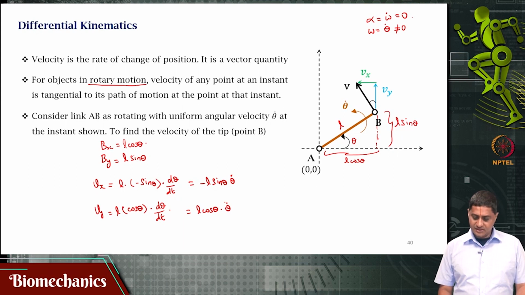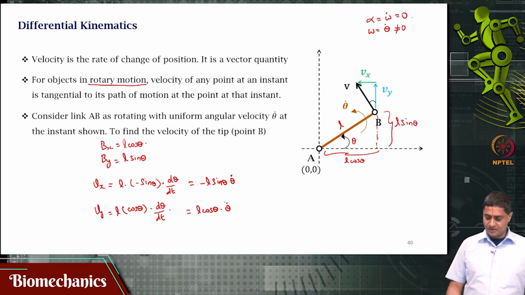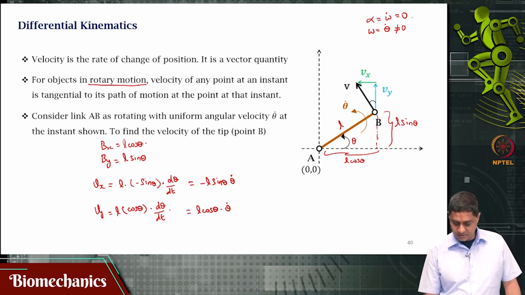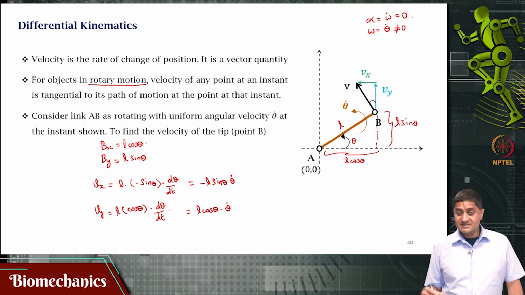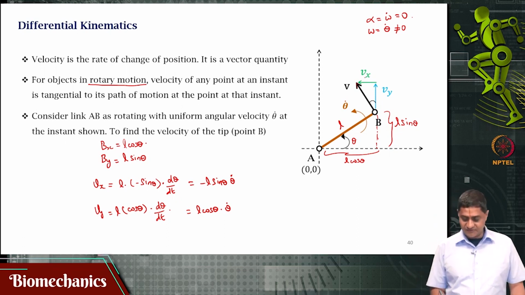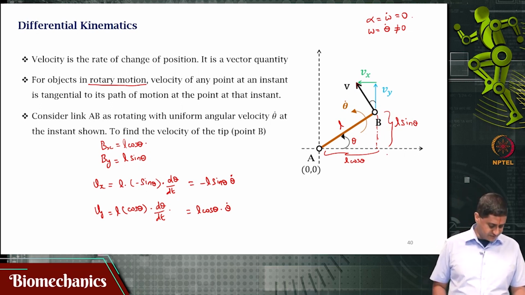Now, we know that theta dot is moving perpendicular or tangential to the segment, to the link itself, right. So, that is the direction in which this will be. The magnitude of this velocity will be L times theta dot. There are two components obviously, a Vx component and a Vy component. The resultant of these two velocities, that is V, will be along a direction that is perpendicular to the link itself, right.